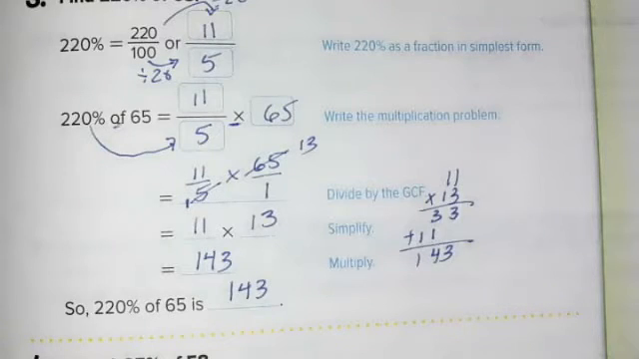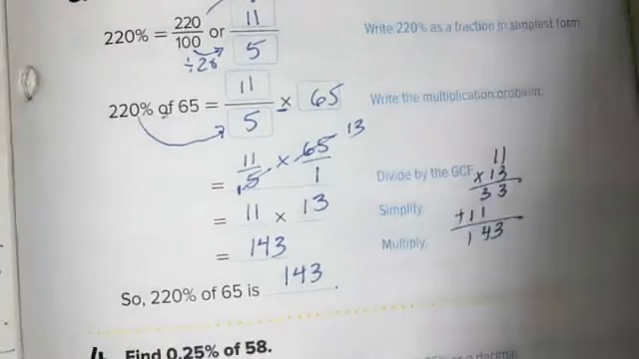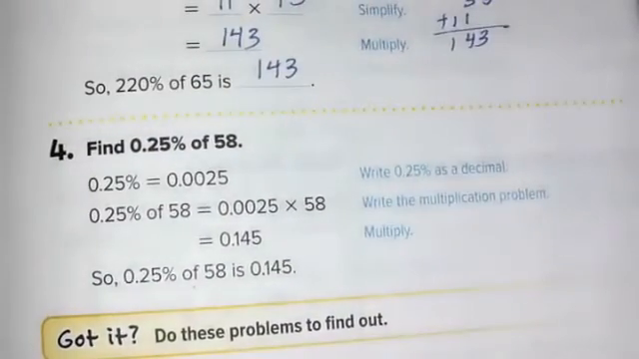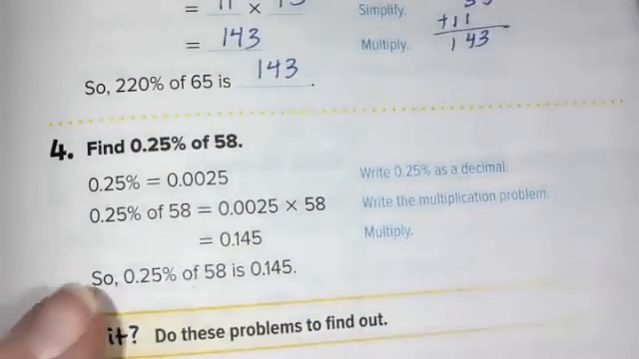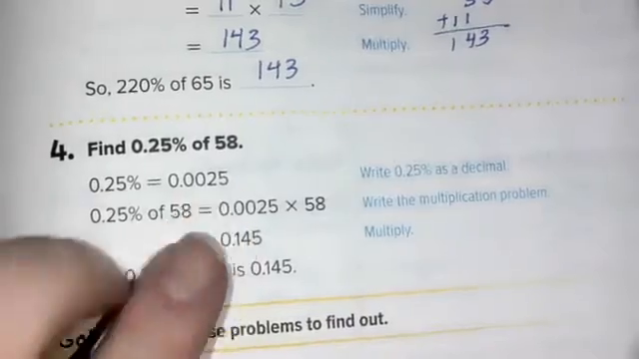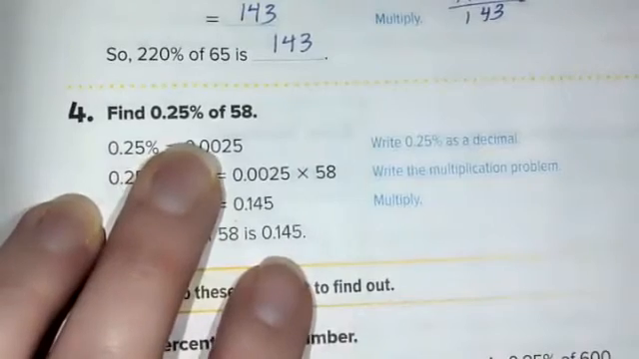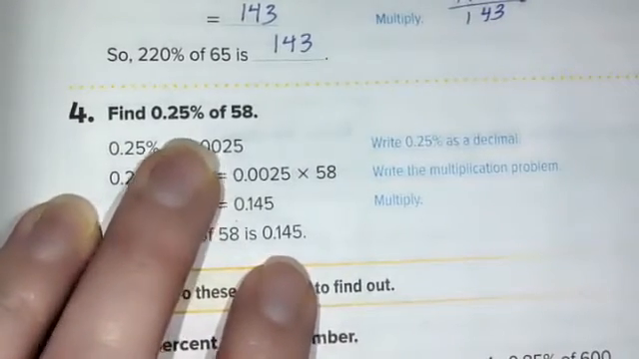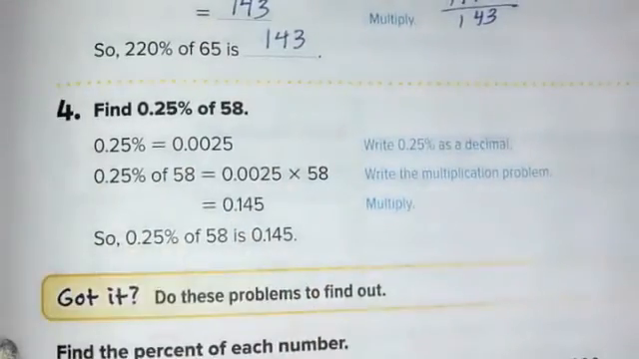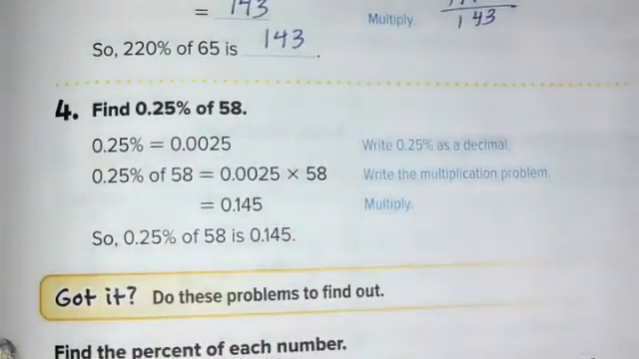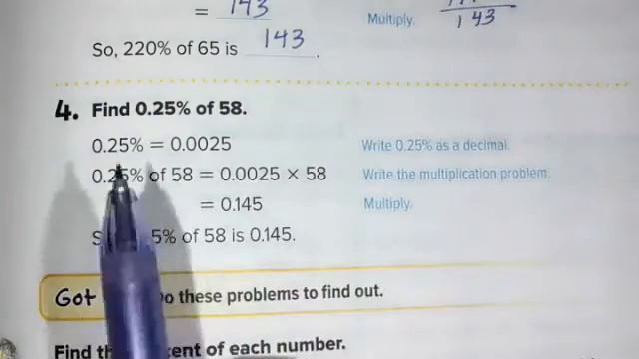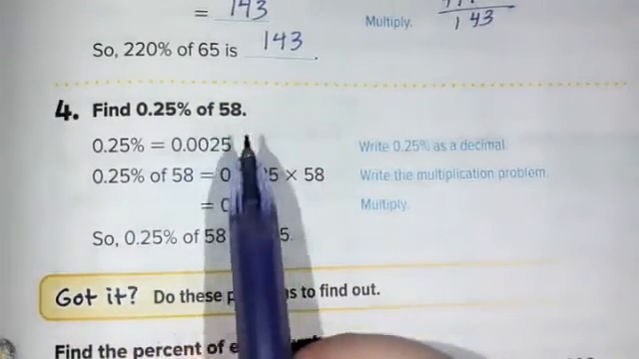Next, let's look at number 4, a percent less than 1%. Find 0.25% of 58. So first of all, this wouldn't work really great as a fraction, because that 58 is not really a convenient number to work with. So I would go with decimals, which they also went with decimals here. So find 0.25% of 58. This one's all worked out.